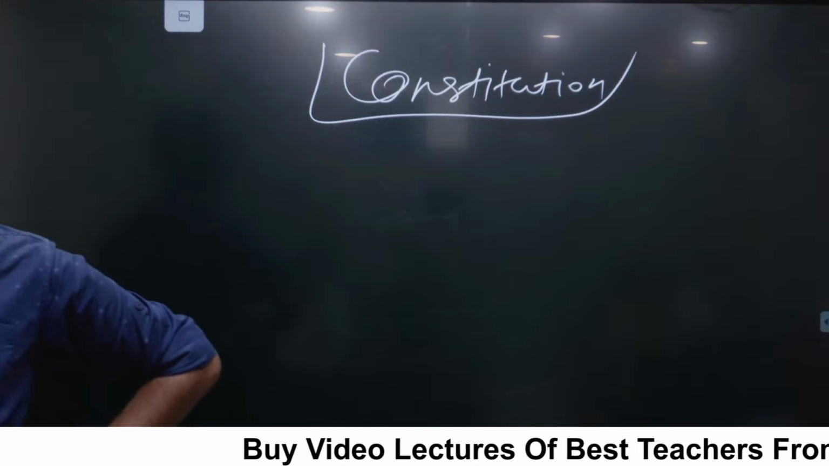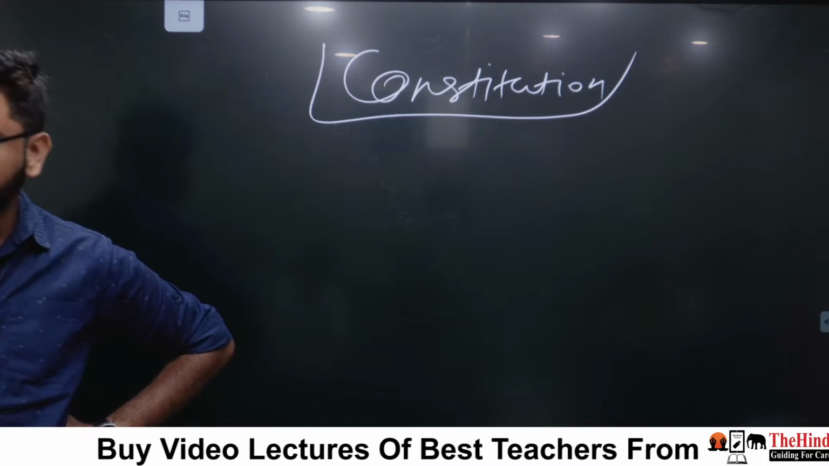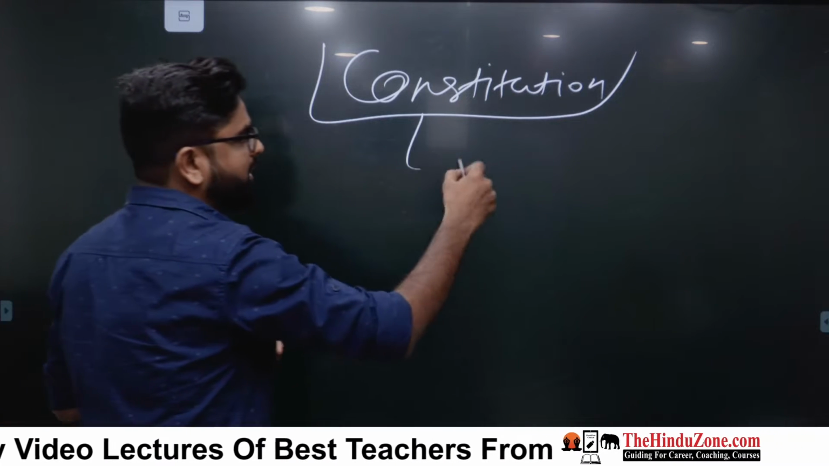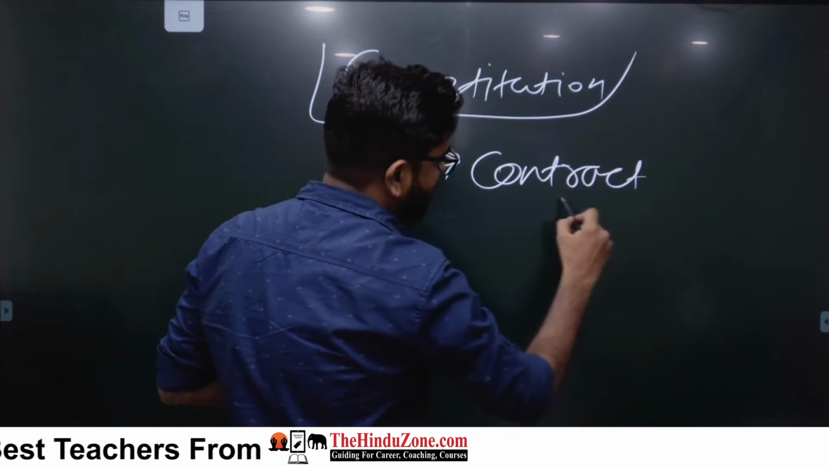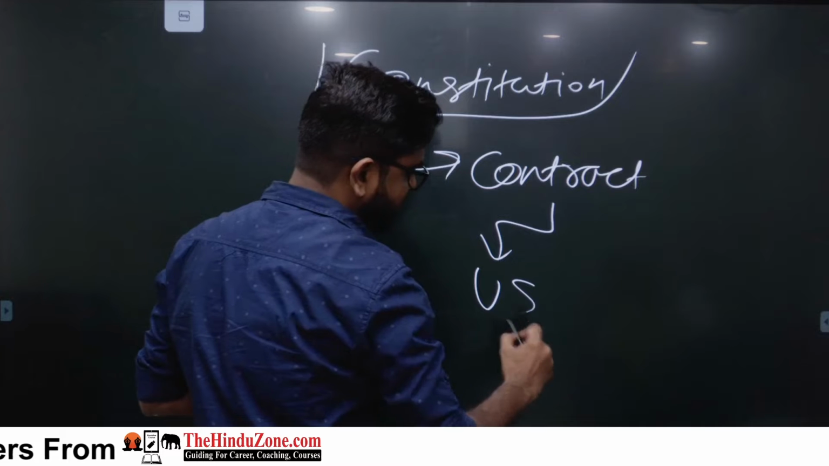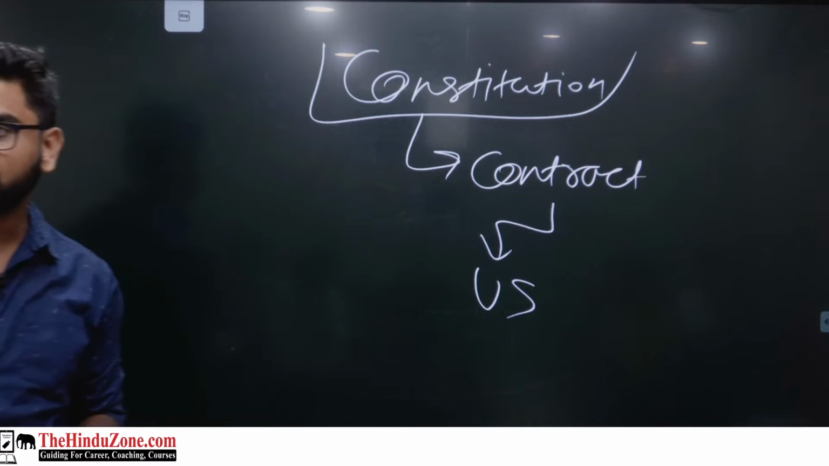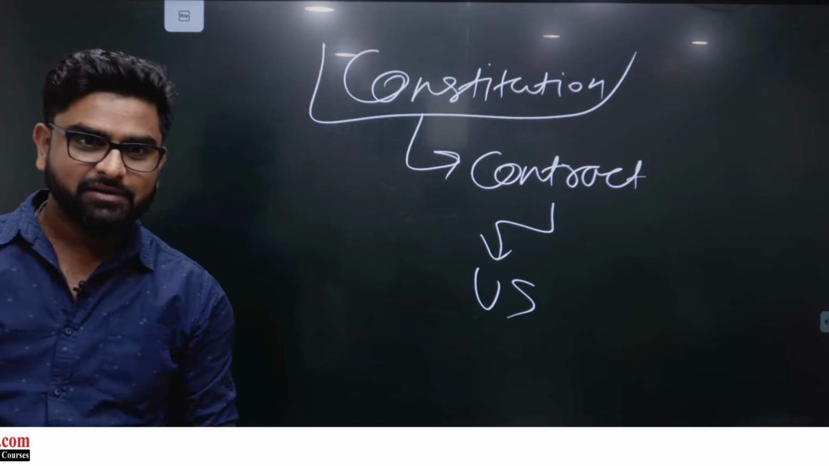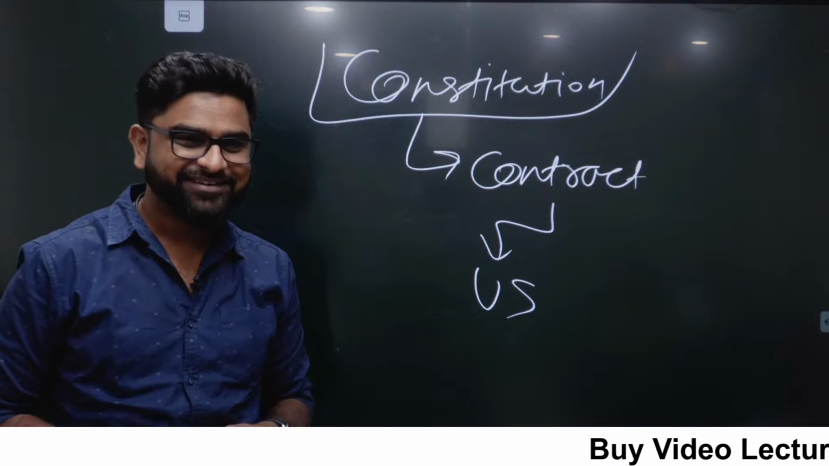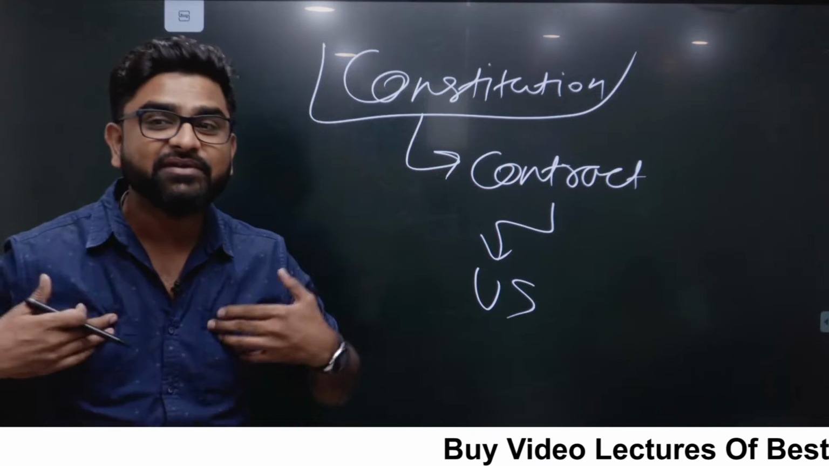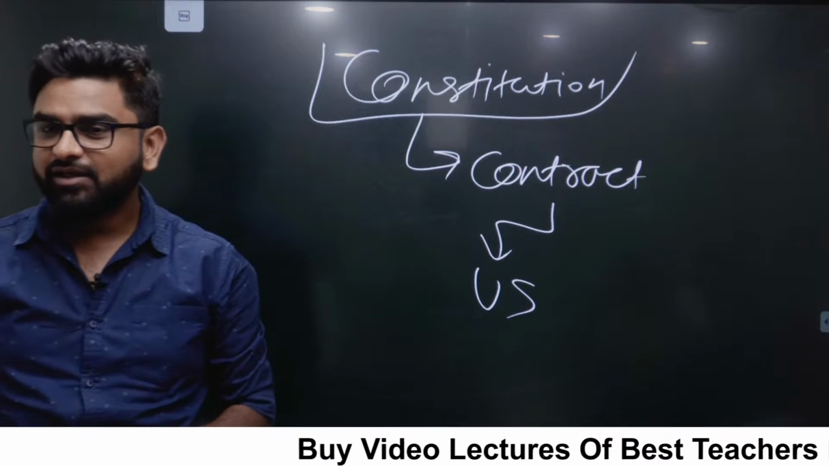So there are various views of the Constitution, but the view we will take is that the Constitution is a contract. Among whom? Among us. Not the state. State is not a party to the contract. State is the outcome. Government is the outcome. It is a contract between us, the people.